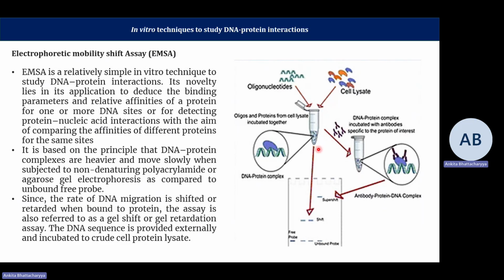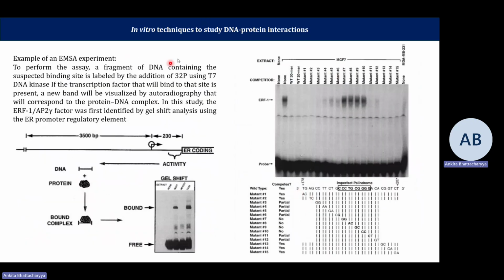So here you have a representation of a tube, which is basically confirming that this is an in vitro method. You are separately adding your cell lysate and your oligonucleotide of interest, and oligos and proteins from the cell lysate are incubated together to allow the formation of your DNA protein complex. The DNA protein complex can also be incubated with antibodies specific to the protein of interest to see a supershift. Then you can run it on a gel and visualize the same. We will look at an example for better understanding.